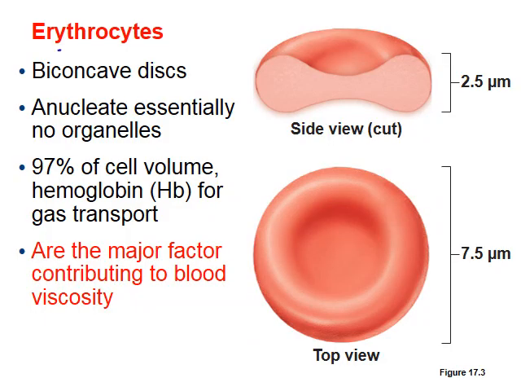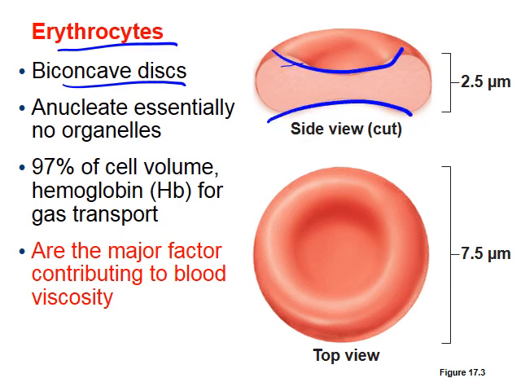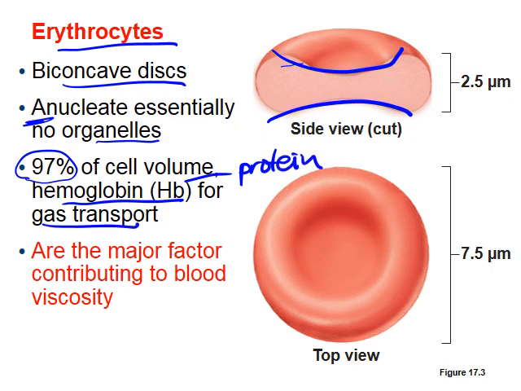Let's look at erythrocytes first. It's this biconcave disc, so it kind of dips in towards the middle on both sides. It's anucleated. There's no organelles, no nucleus. 97% of the cell volume is made up of hemoglobin, and this is a protein. And this protein is important in gas transport.